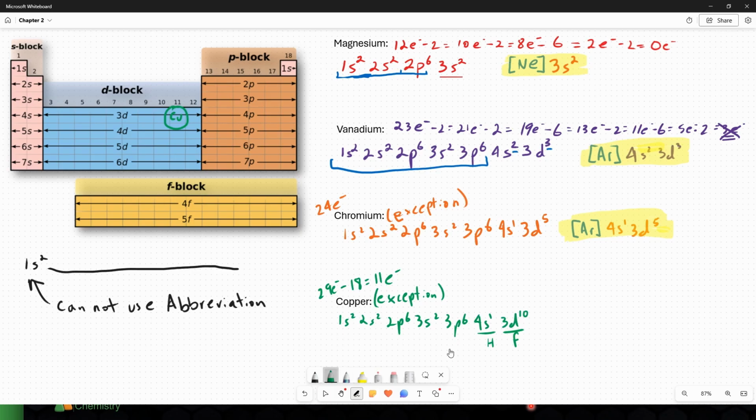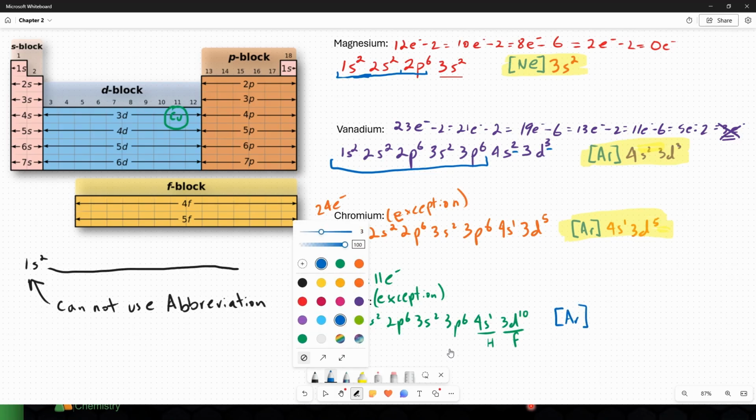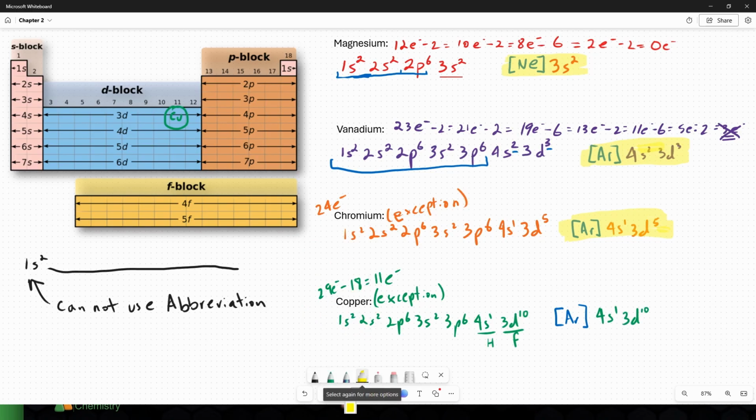And again, if we're going to do the noble gas electron configuration for this, it's going to be argon, and then 4s1, 3d10. And that's our noble gas electron configuration abbreviation for copper.